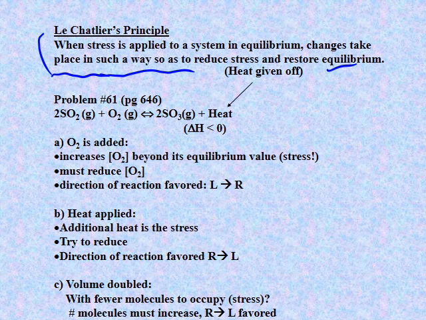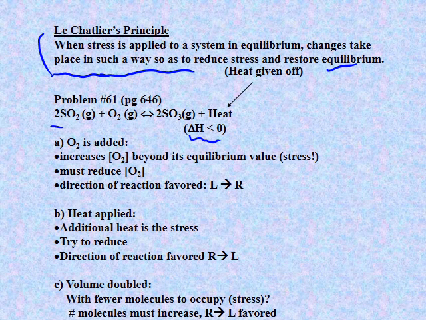Now let me explain this to you by going over problem number 61 from page 646. This reaction is given: 2SO2 plus oxygen giving 2SO3 and heat. That means it's an exothermic reaction, heat is given off. How do I know it's an exothermic reaction? Because delta H is negative. Delta H negative means heat is given off. Now part A. Say it was in equilibrium.